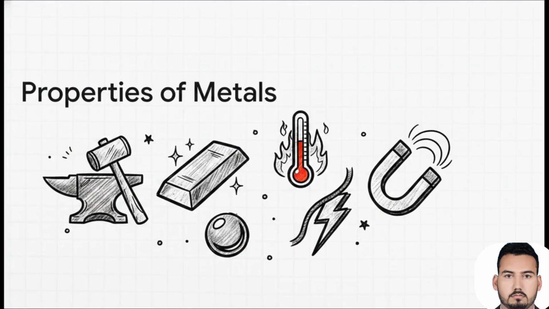When you think of the heavyweights of the material world, you probably picture sheer strength, right? And generally speaking, you'd be spot on. Metals are incredibly strong, tough, and they have this beautiful luster, meaning they are extremely shiny when freshly cut or polished. They also boast really high melting and boiling points. Basically, it takes a massive amount of heat to melt them. Though there is one fascinating exception you should know: mercury. It's actually the only metal that is liquid at room temperature. On top of that, metals are fantastic conductors of both heat and electricity. Oh, and finally, some of them, specifically iron, steel, nickel, and cobalt, are naturally magnetic.